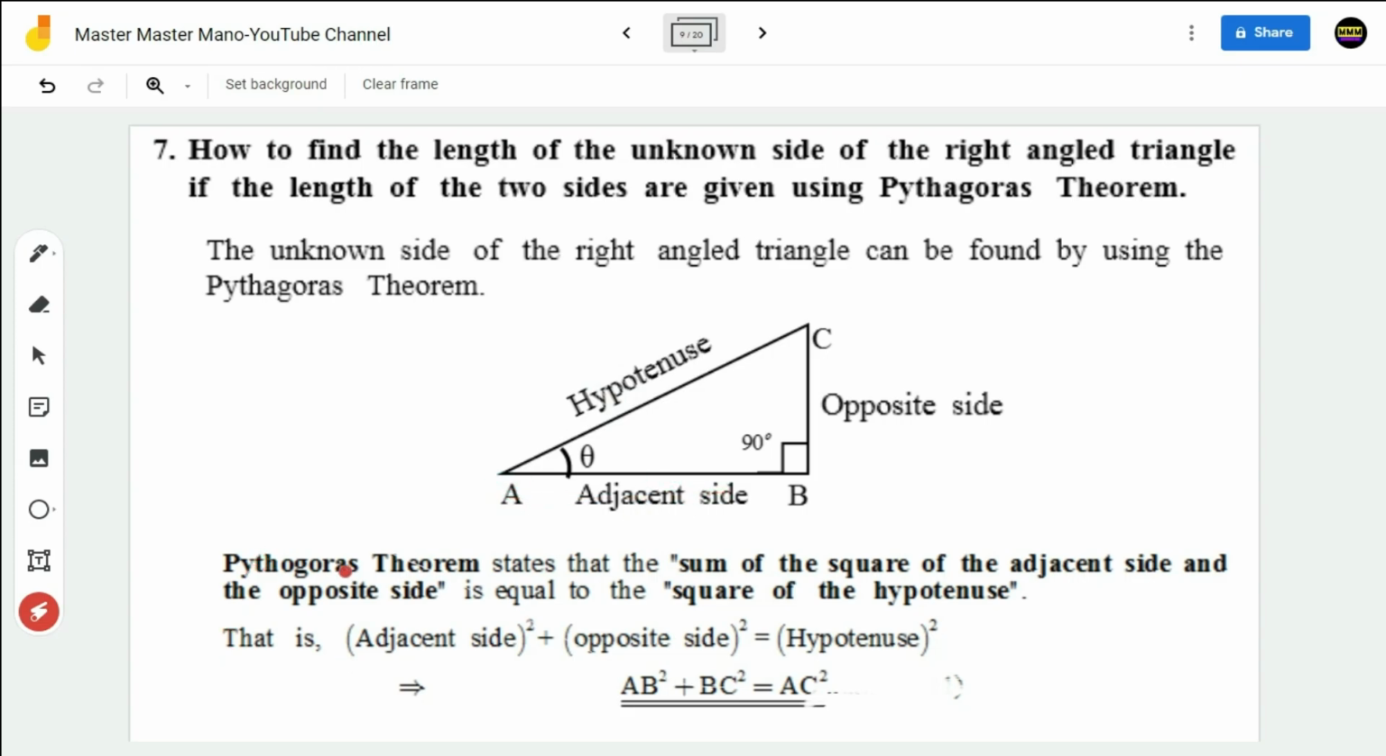Pythagoras theorem states that the sum of the square of the adjacent side and the opposite side is equal to the square of the hypotenuse. That is, adjacent side square plus opposite side square equal to hypotenuse square. In other words, we can write the adjacent side square as AB square plus opposite side square as BC square and hypotenuse square as AC square.